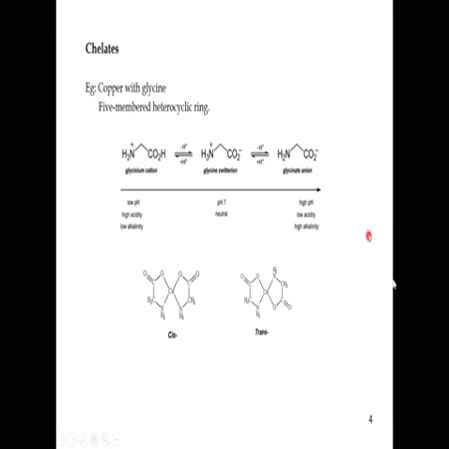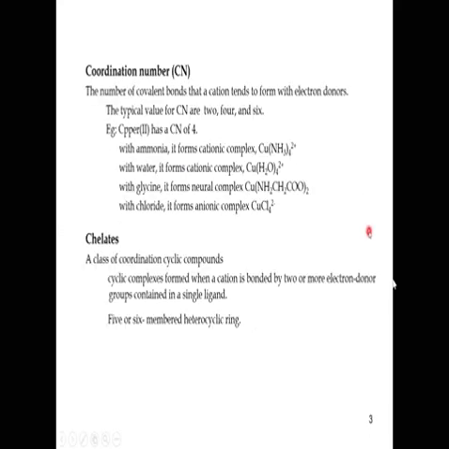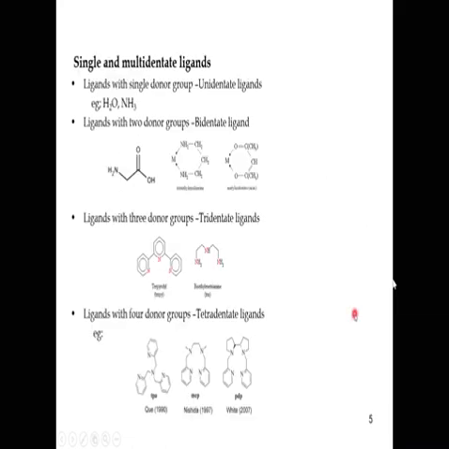Right. Let's now move to the next slide. Now we came to know about ligands, right? Ligands are neutral species or ionic species which can donate a pair of electrons to metal ions and make coordination bonds, right? That is the definition of a ligand. For example, we have taken water, ammonia, chloride.